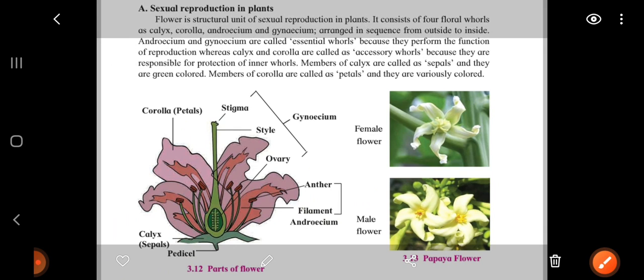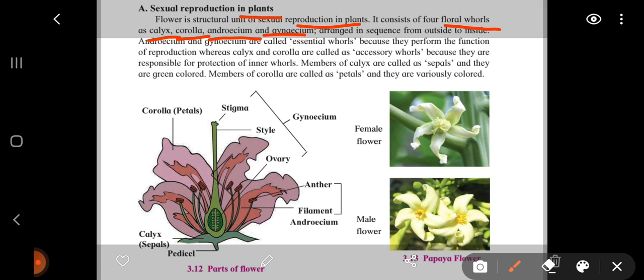So we are going to understand how sexual reproduction takes place in plants. Flower is the structural unit of sexual reproduction in plants. It consists of four floral whorls called calyx, corolla, androecium, gynoecium, which are arranged in sequence from outside to inside. So remember this: a flower is said to be the reproductive unit in plants, and it consists of four floral whorls called calyx, corolla, androecium and gynoecium.